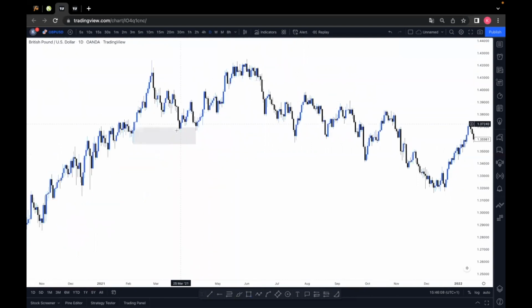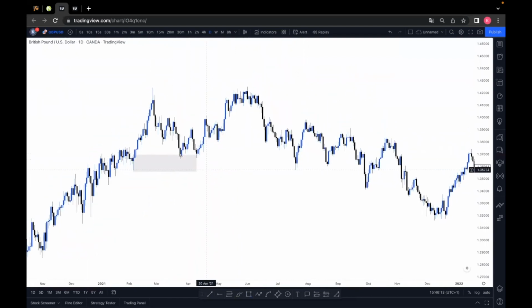So now what happens? We have this low. What do we expect price to do? What is the job of this low? Is to create a new high, right? So what happens? Price actually failed to close above this previous high.